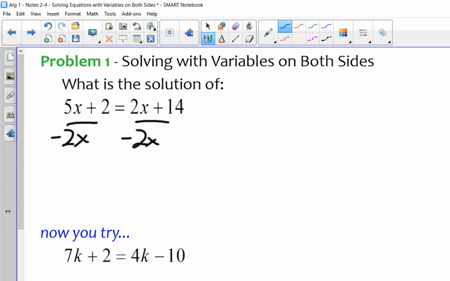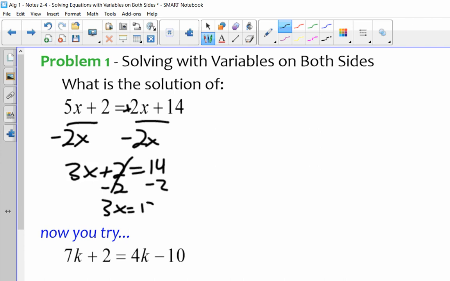But I have to do it by subtraction because it's the inverse. This is a positive 2. So I get 3x plus 2 equals 14. I'm then going to gather the constants to the other side, so I'm going to do the opposite. I'm going to subtract 2. They're going to go away. I get 3x equals 12.